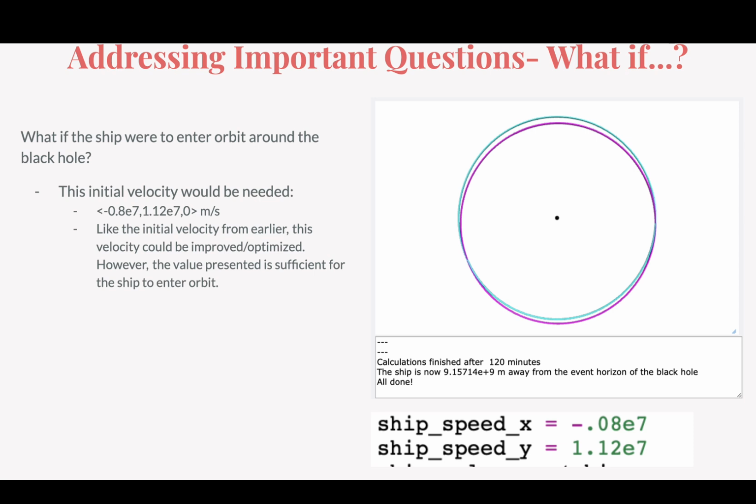The next question wanted to know, what if the ship were to enter the orbit around the black hole? For this to be possible, the initial velocity would be negative 0.8 times e to the 7, 1.12 times e to the 7, 0 meters per second. Like the initial velocity from earlier, this velocity could be improved and optimized. However, the value I presented is sufficient for the ship to enter orbit.